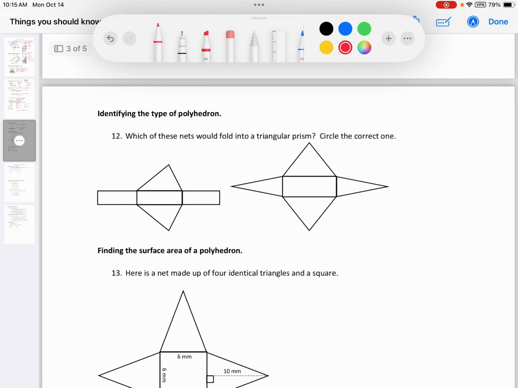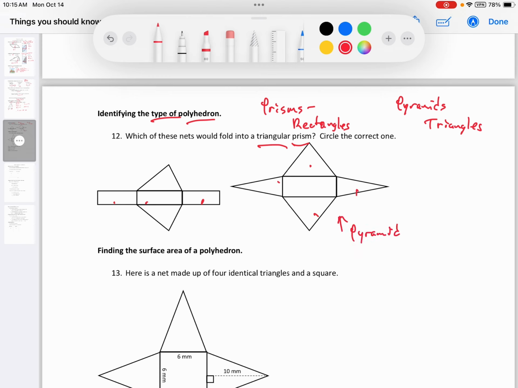All right. Identifying types of polyhedron. Well, you have two types. You have prisms and pyramids. Prisms have rectangles on the sides. Pyramids have triangles on the sides. So, triangular prism, well, here are rectangles, here are triangles. This one must be a pyramid, and this one must be a prism.